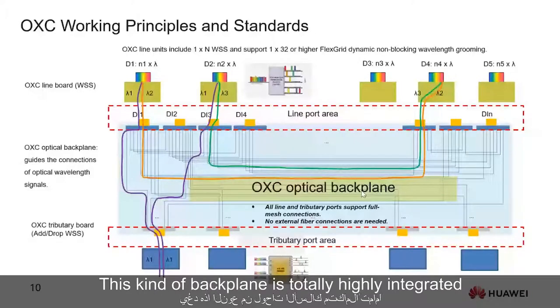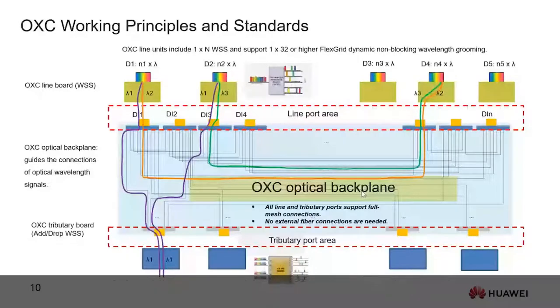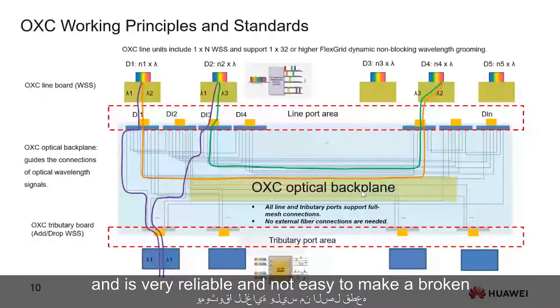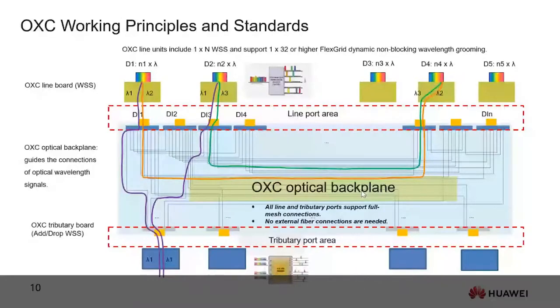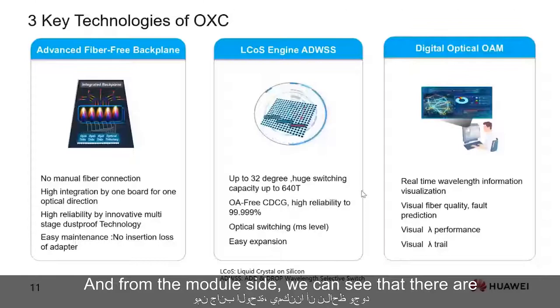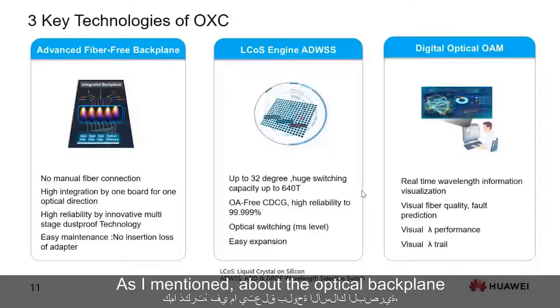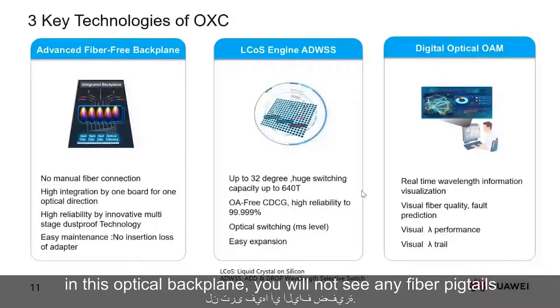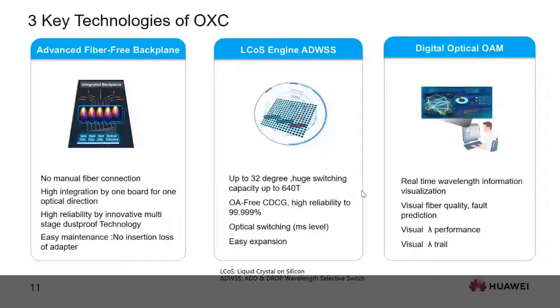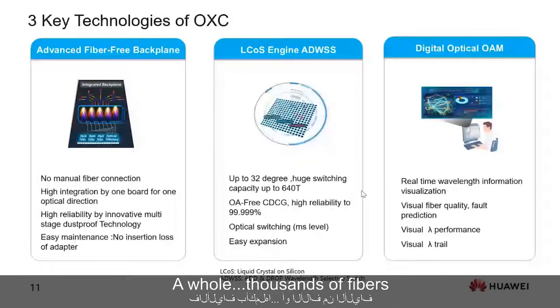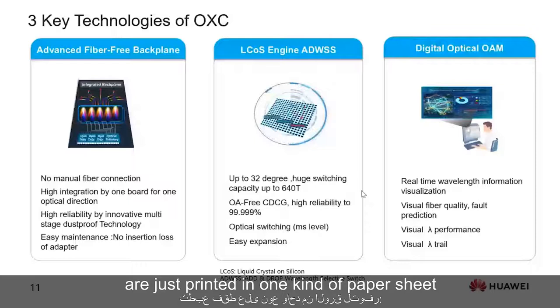So this kind of backplane is totally highly integrated, and it's very reliable and not easy to break. And from the module side, we can see that there are three key technologies about this OXC. As mentioned, the first is the optical backplane. In this optical backplane, you will not see any fiber pigtails. It's totally like a PCB, but we call it a fiber circuit printing technology. So thousands of fibers are just printed on one kind of paper sheet.